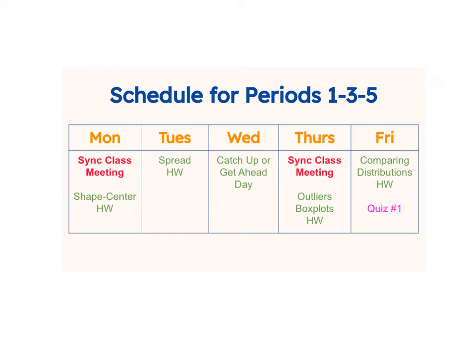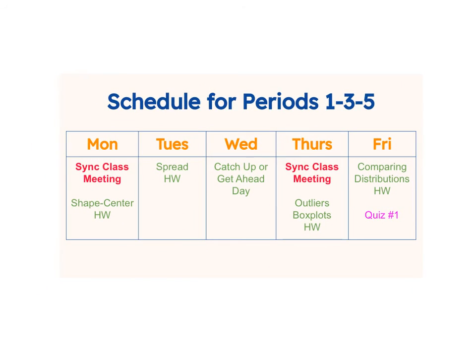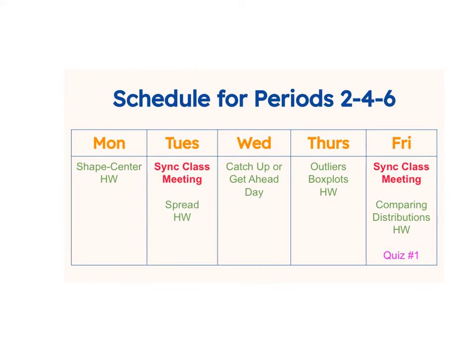So, if you have periods 1, 3, or 5, we have a sync class meeting on Monday and a sync class meeting on Thursday, and then quiz number 1 on Friday, okay? So remember, that'll be homework that you're going to do over the weekend, and get that taken, okay? And if you have 2, 4, 6 for stats, then your meetings are Tuesday and Friday. In the meeting on Friday, we're going to go over how to do outliers, which is important because it is on the quiz over the weekend. So that'll be a topic that we want to talk about together, okay?